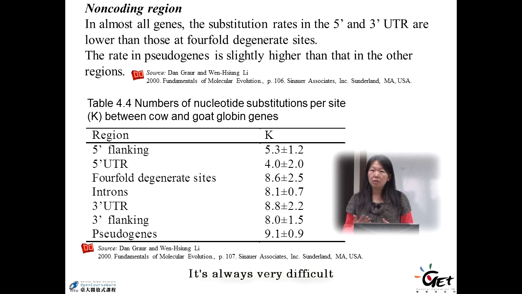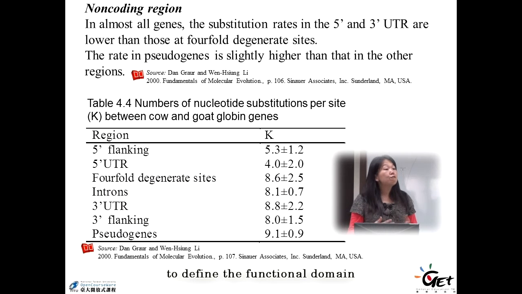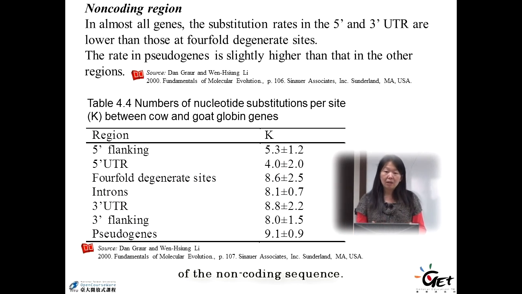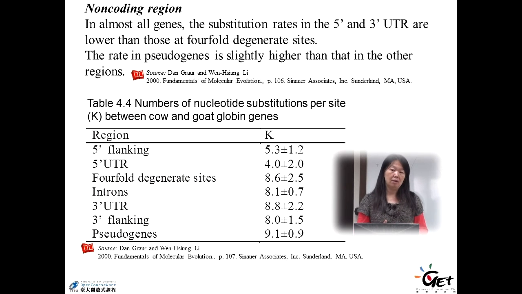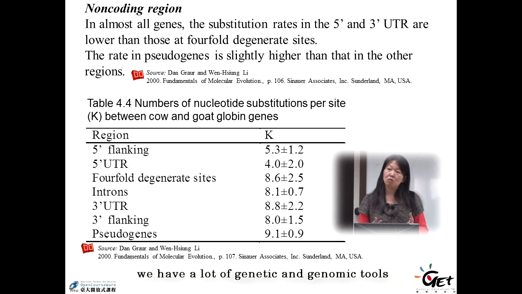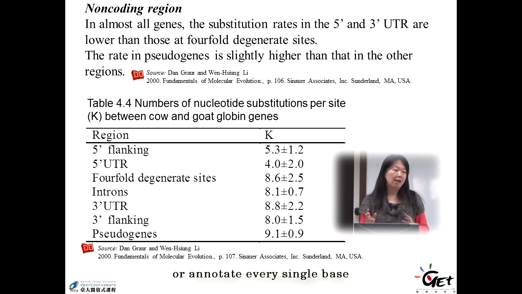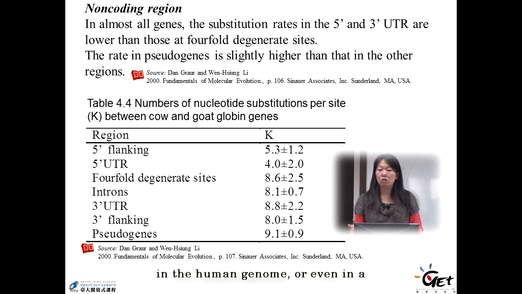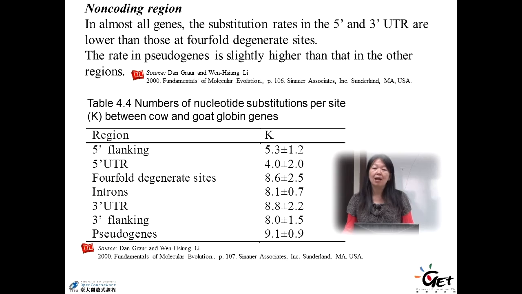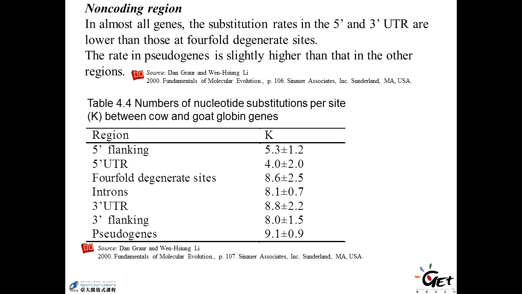It's always very difficult to define the functional domain of the non-coding sequence. Even today, we have a lot of genetic and genomic tools, but we still cannot decode or annotate every single base in the human genome, or even in a C. elegans genome, which is much smaller. So in the non-coding sequence, our difficulty is to separate the functional region and non-functional region.